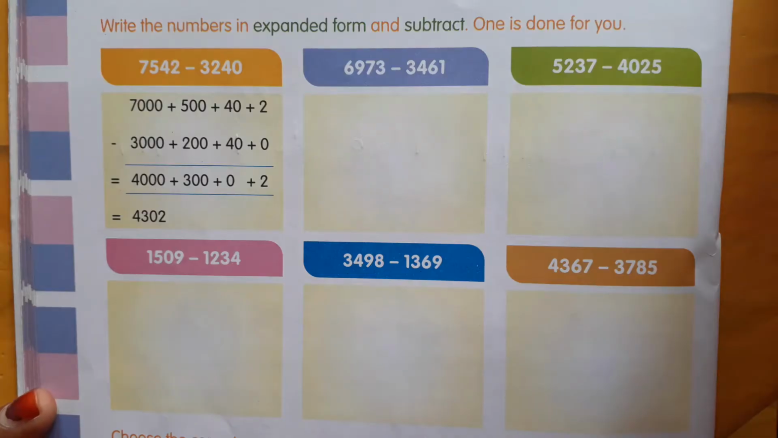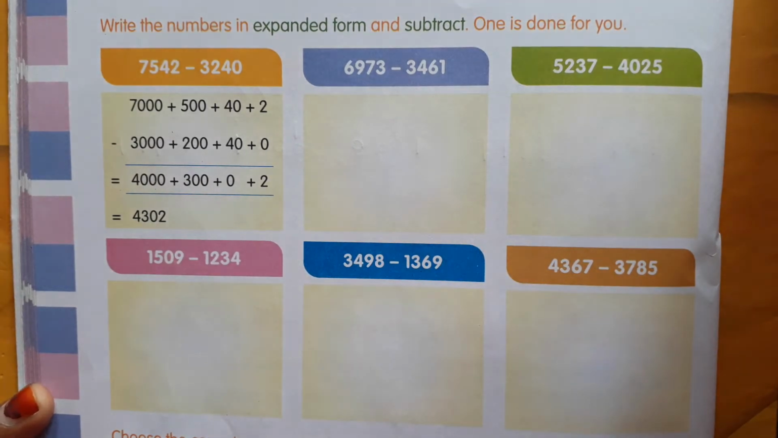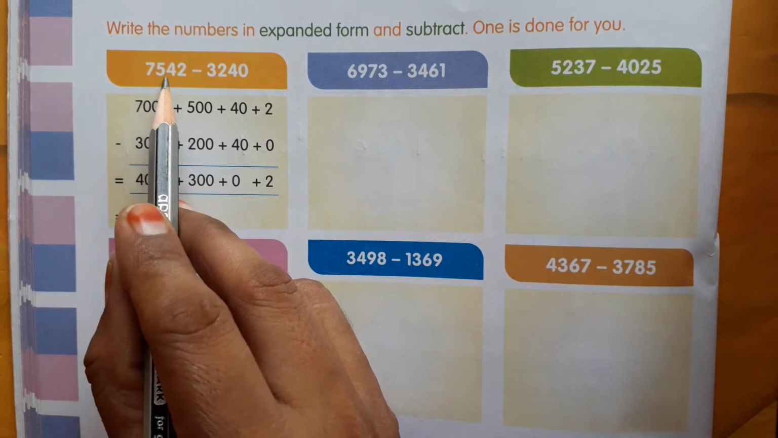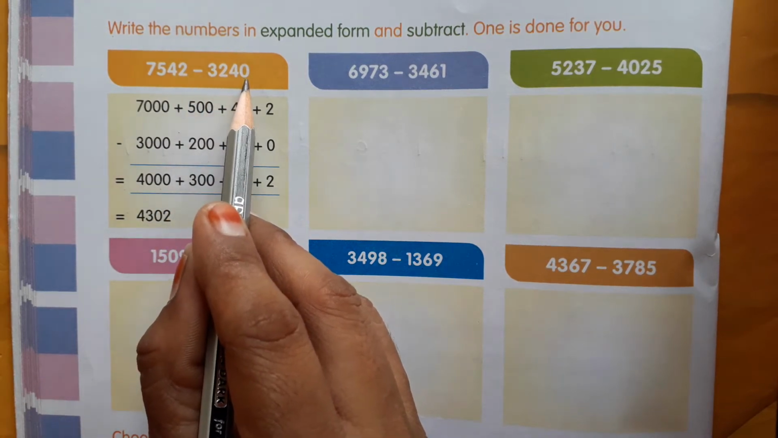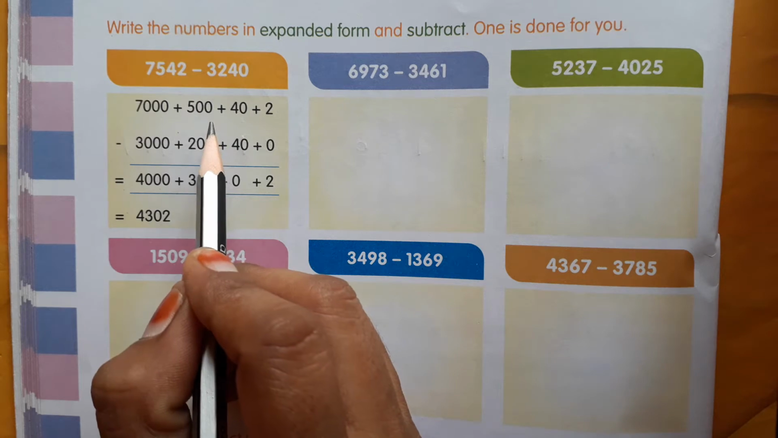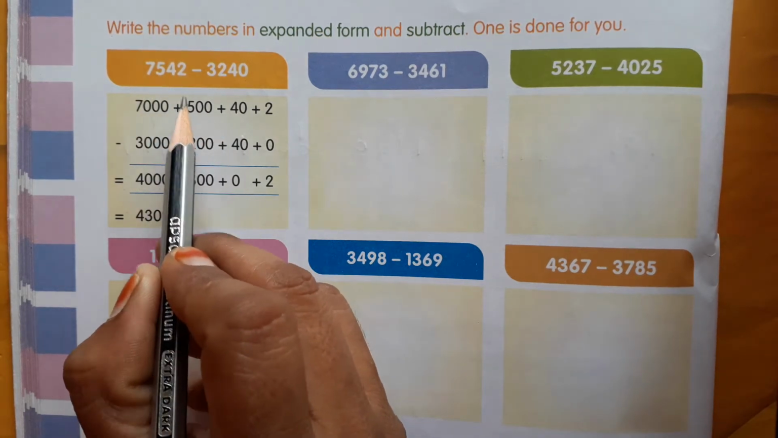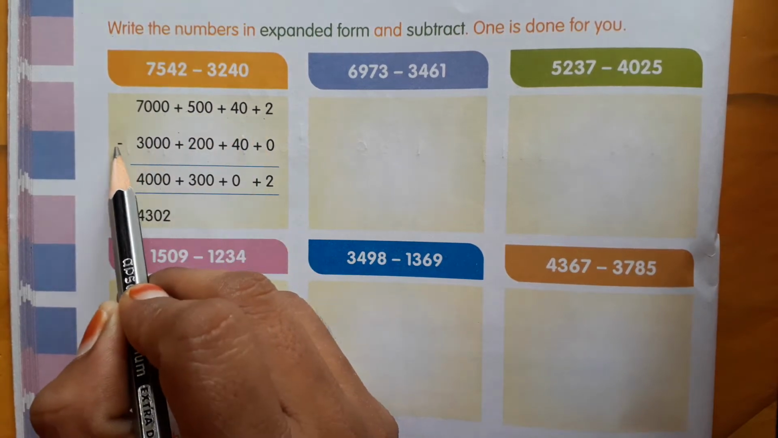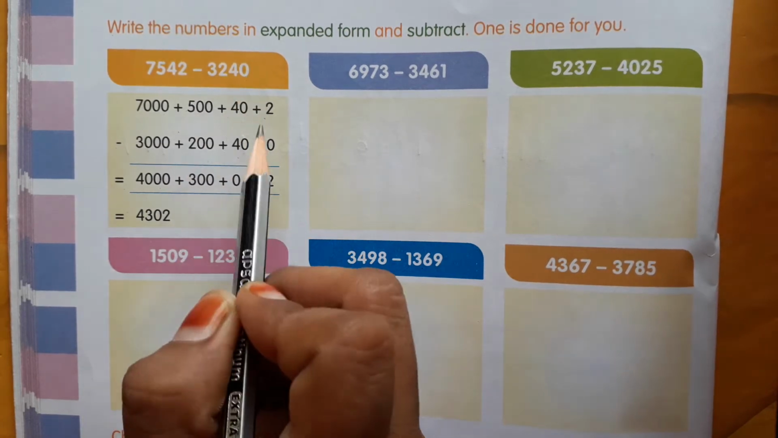Now open your book, children, page number 28. Write the numbers in expanded form and subtract. One is done for you. Look here, 7542 minus 3240. First write the numbers in expanded form and then subtract. So 7000 plus 500 plus 40 plus 2 minus 3000 plus 200 plus 40 plus 0.